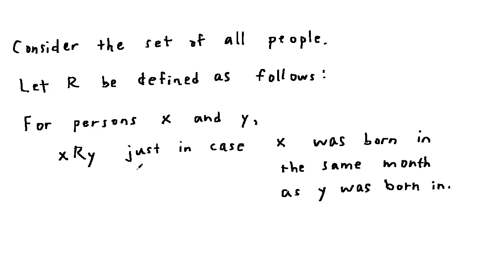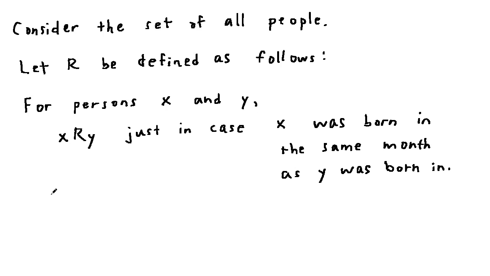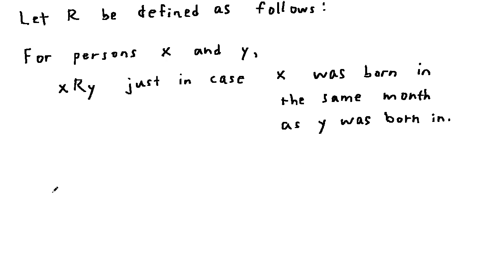Let X be an arbitrary person. Then X was born in the same month as X was born in. So R is reflexive.